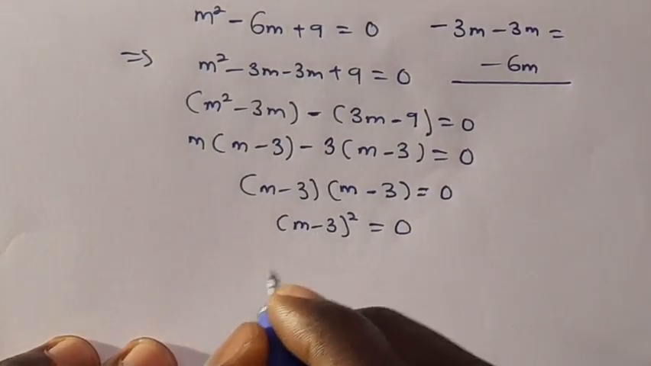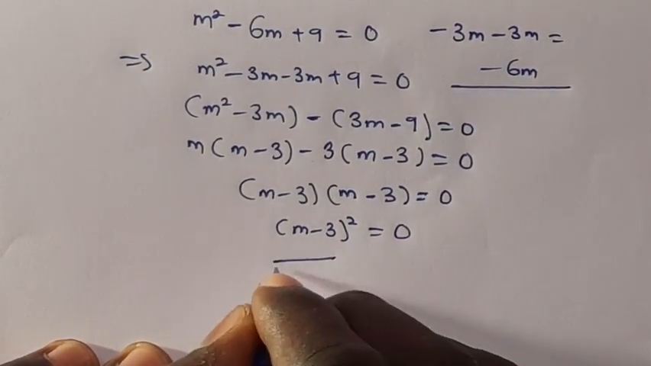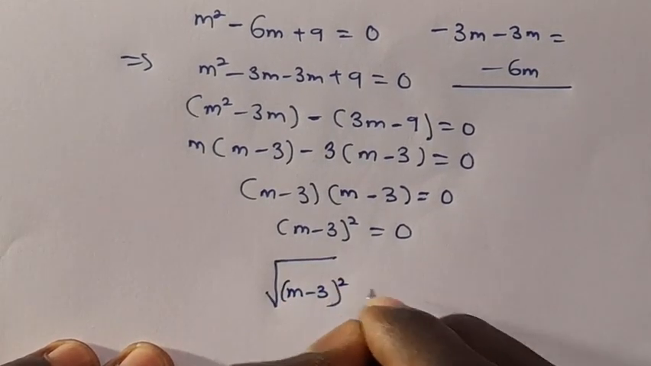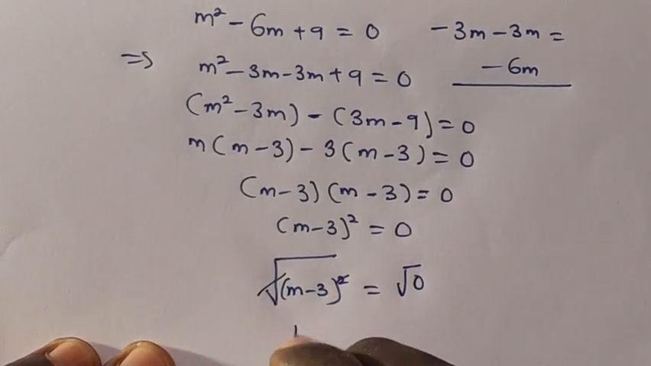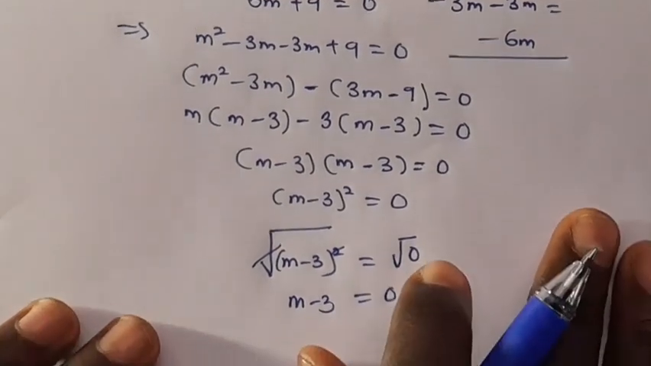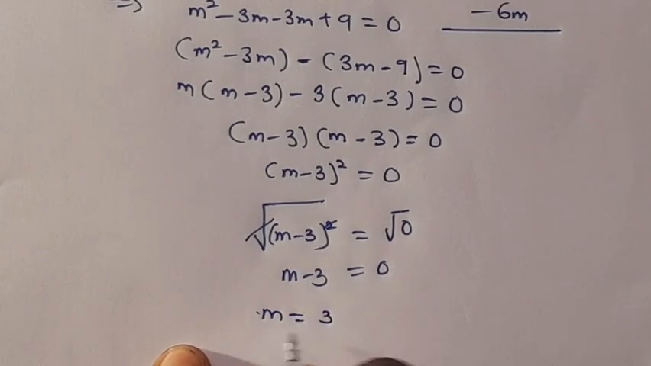And so therefore, by taking the square root of both sides, when you have m minus 3 all squared equals the square root of 0, this will take away the square. We have m minus 3 equals 0. Now from here, guys, we have m equals 3.